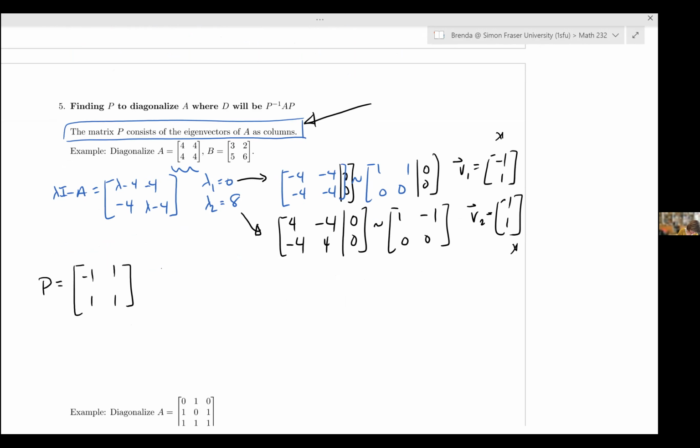Now we can calculate the inverse of P. That is going to be 1 over minus 1 minus 1 multiplied by 1 minus 1 minus 1 minus 1. And that gives me this matrix here, P.